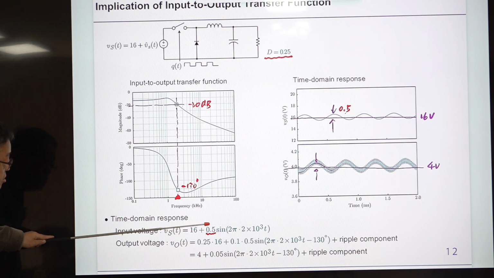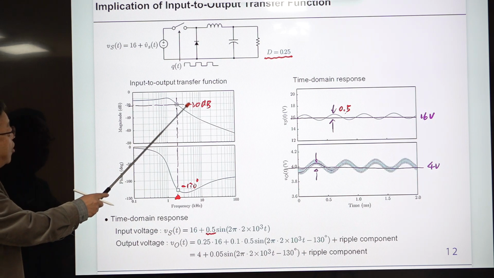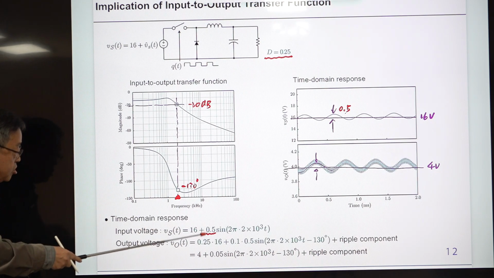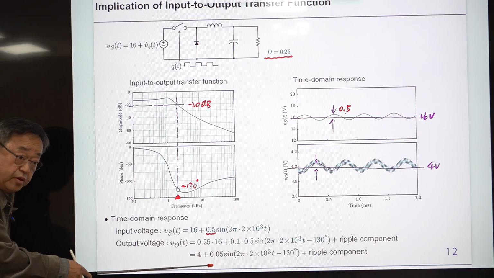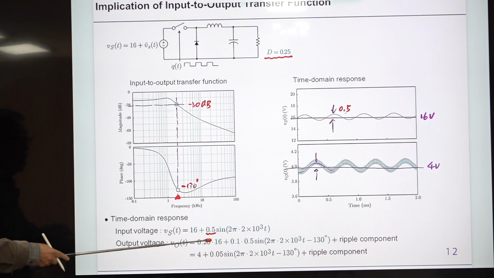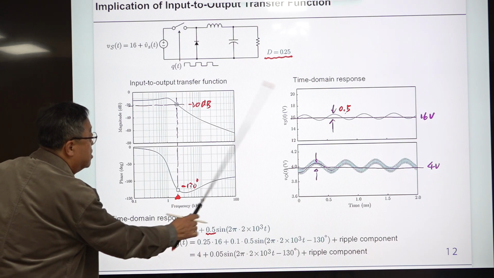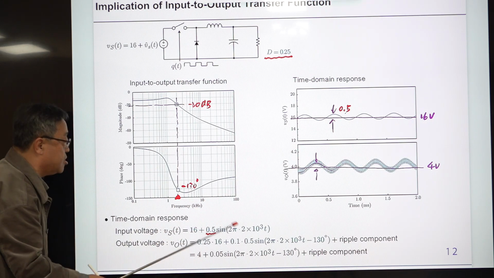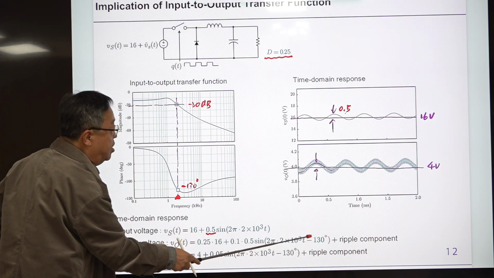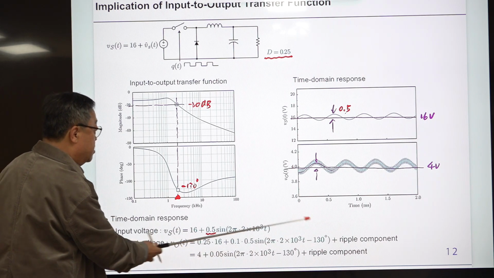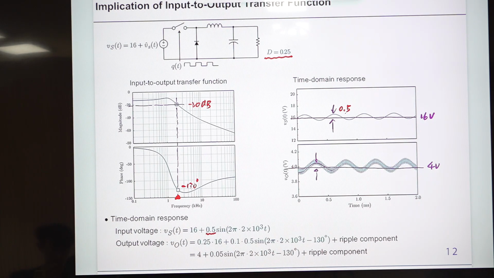But this one is attenuated, okay? And attenuation factor is minus 20 dB, which is 0.1. So this is 0.1 times 0.5 becomes this one, 0.05, okay? And there is this phase delay to this sinusoidal component at this frequency. So you have phase delay of minus 130 degree. So this is the output. This is DC output, and this is the sinusoidal component output.